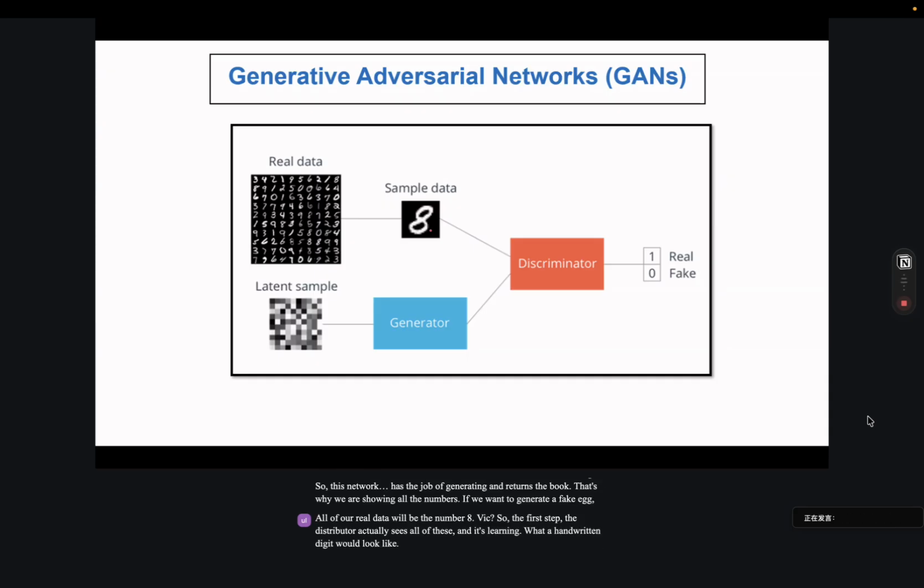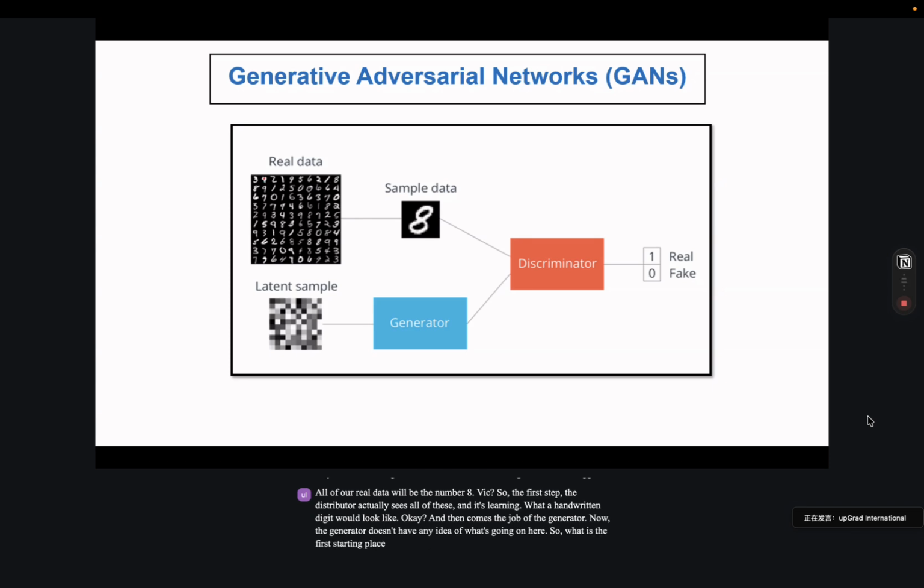Okay. And then comes the job of the generator. Now the generator doesn't have any idea of what's going on here. So what is the first starting place? As in all neural network algorithms, it is random numbers. So it starts with these random pixels. It sends it to the discriminator. Obviously, this doesn't look like any handwritten digit.